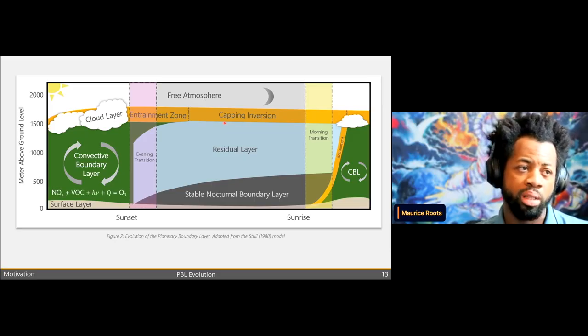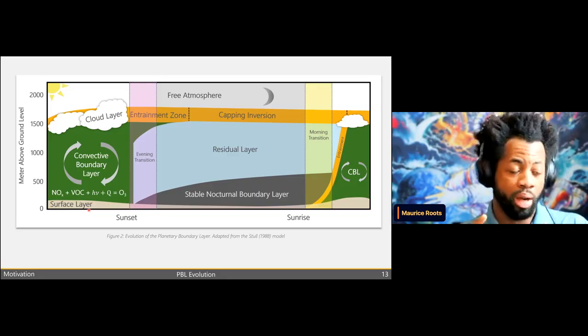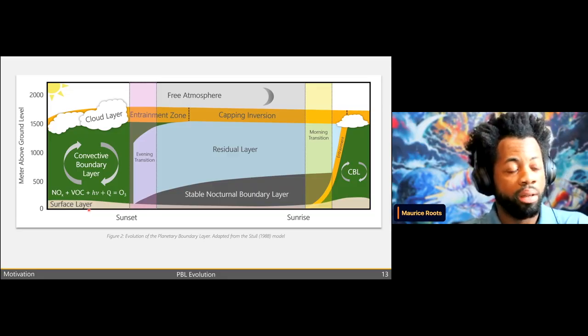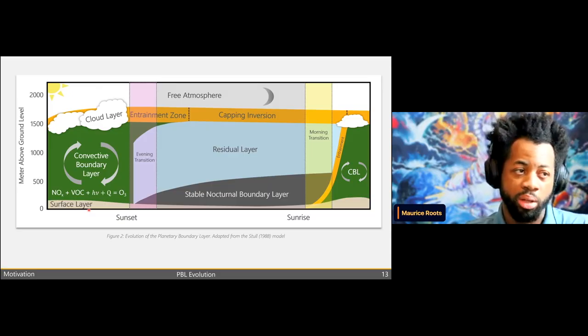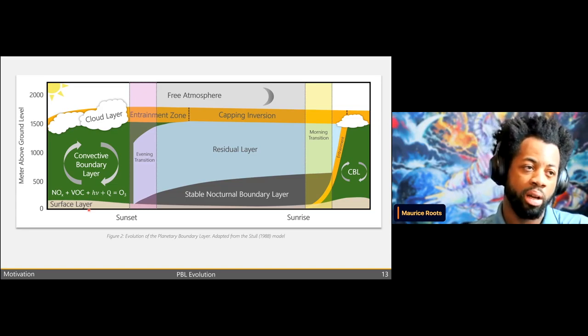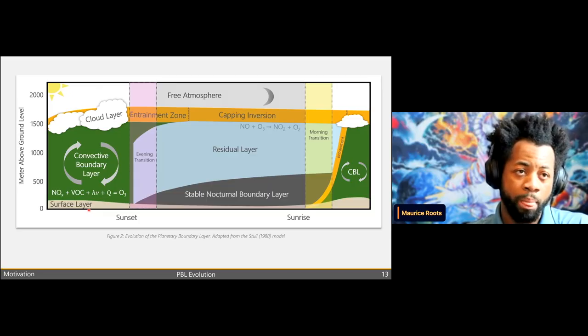As I hinted at, in the daytime you're getting ozone being produced by another complicated dance between nitrogen oxides and volatile organic compounds, the VOCs. When they react with light and heat on the volatile organic compound side, you get a production of ozone.